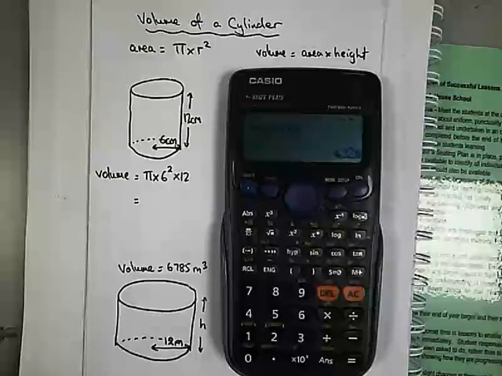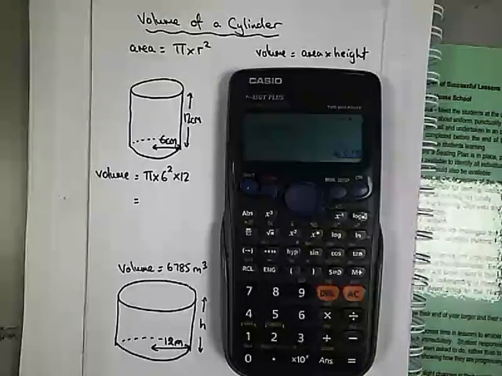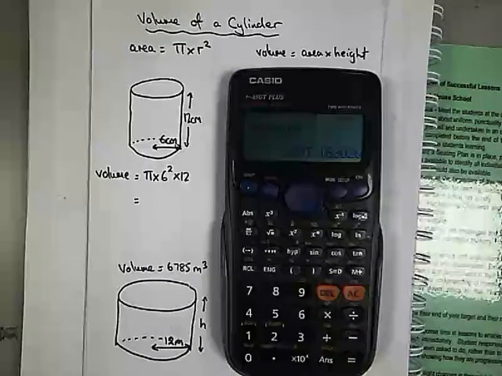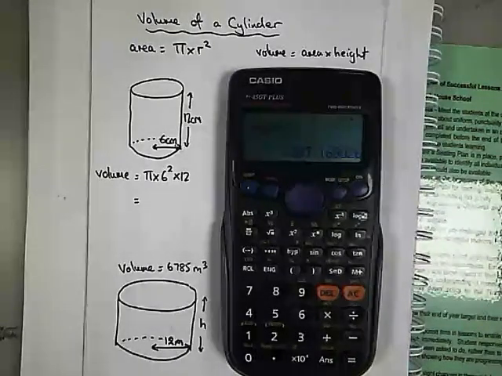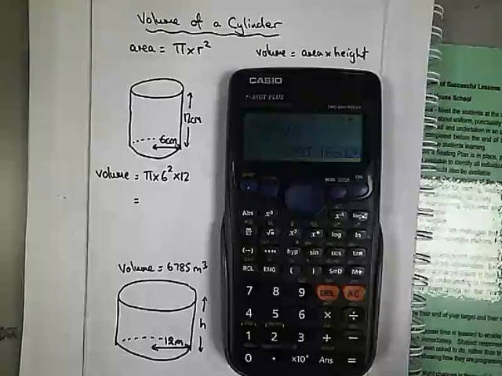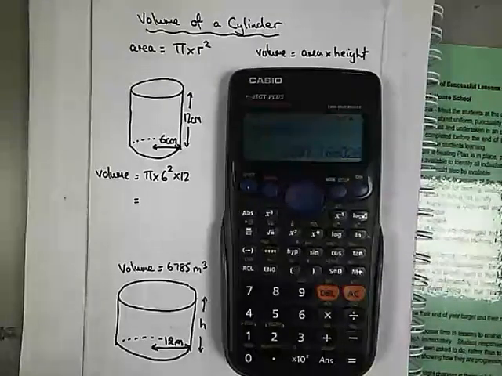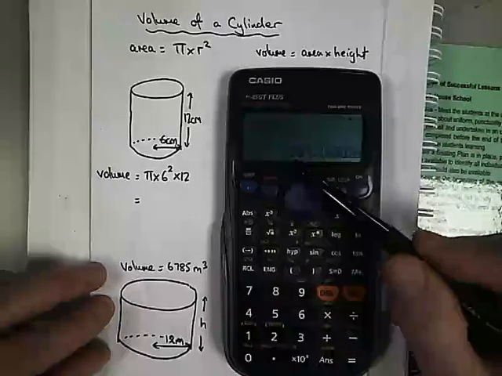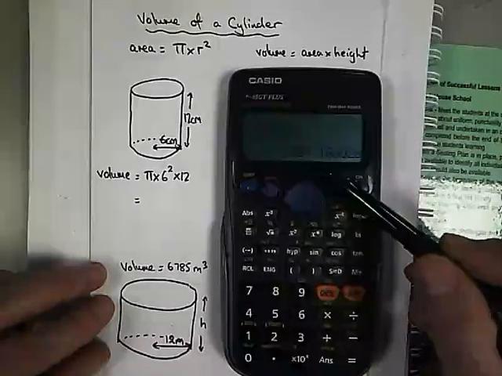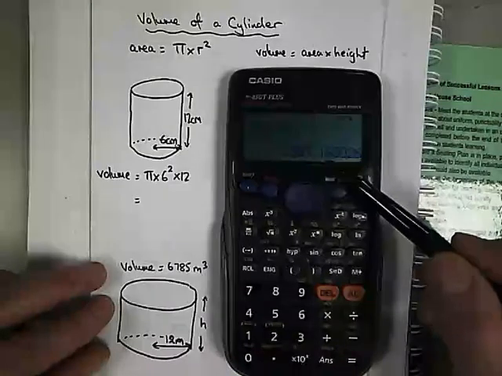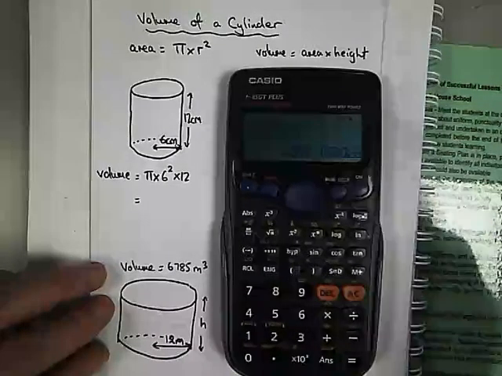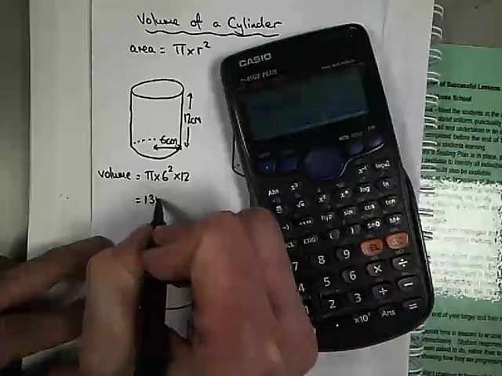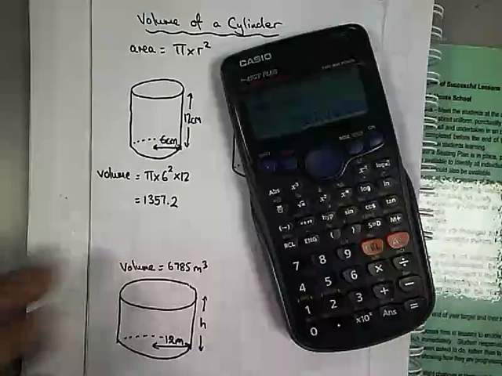Now it's given it to me in terms of pi. Don't worry about that. Let's change it to a decimal because we get this here. And we get 1,357.168062. So what I'm going to do is round that to the first decimal place. So it's 1,357 point. I'm going to have to round it up because the next number is 6, so 0.2. So we get 1,357.2. Now here come the units.